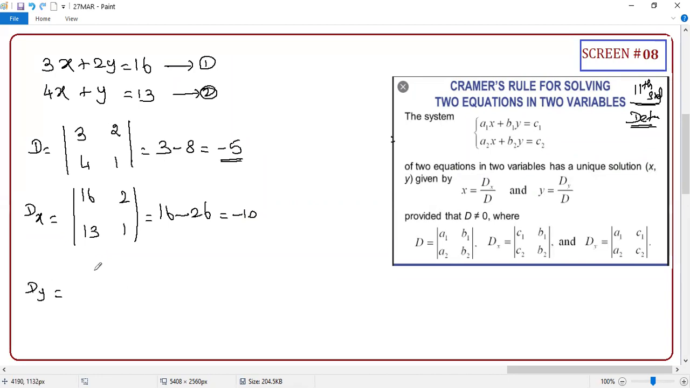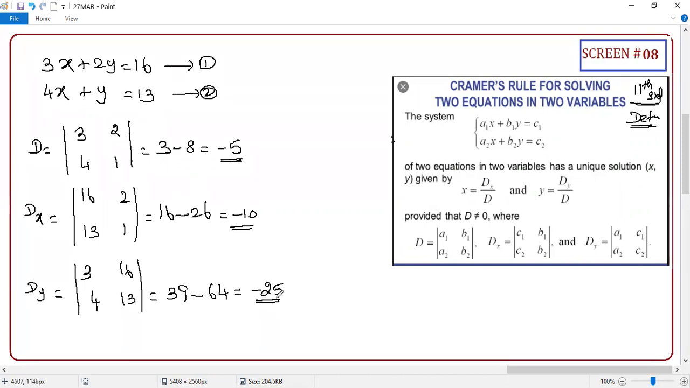Then what is Dy? Anyone can guess what Dy is? According to the rule I explained for Dx: in Dx, instead of x, you are putting the constants. In Dy, instead of y, you are going to put this constant. First values as they are, 3, 4, and instead of the other column, you put 16 and 13. Then how to find the value? That's very simple now. 13 into 3 is 39. Let me check. So this answer is what? 4 16s are 64, minus 64. The answer is minus 25. Are you clear, everyone?